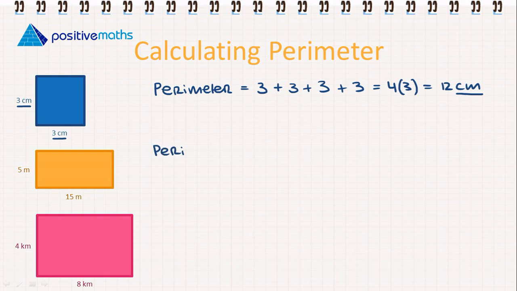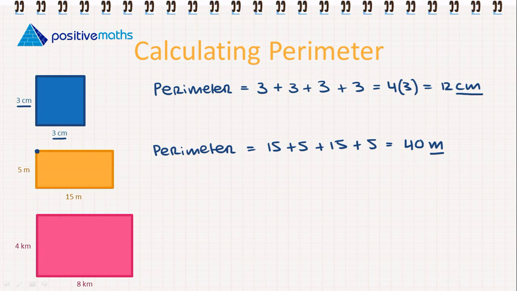Okay, so let's find the perimeter of the next rectangle. So again, we'll start at this point here. We have 15 along the top, plus 5 down the right side, plus 15 along the bottom, plus 5 up the left side. That will give us a total of 40 meters.